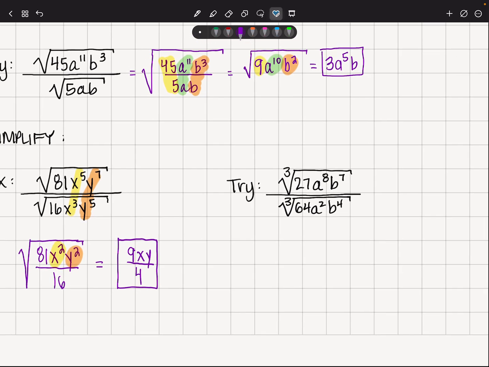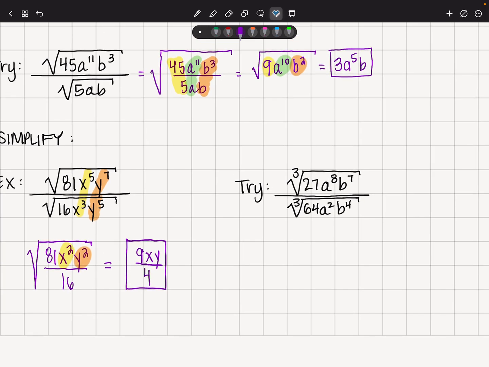Okay, you try. The only thing different here is that you've got cube roots. So instead of looking for pairs, you're looking for groups of 3. So go ahead and press pause, and then when you're ready to check your answer, come on back.